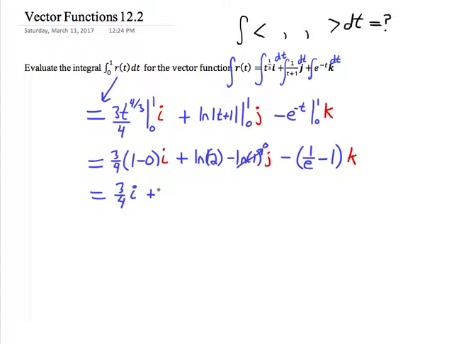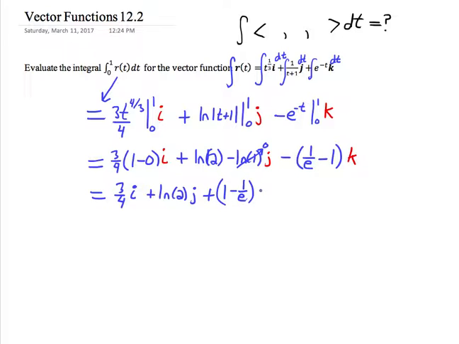And we've got plus the natural log of 2. That's the number that describes our displacement in the y or j direction. And then we've got this number, which is not super nice. So you know what? I'm going to write it out first. Instead of saying minus, I'm just going to rearrange that and factor out a minus and go, that's 1 minus 1 over e, whatever that value is.